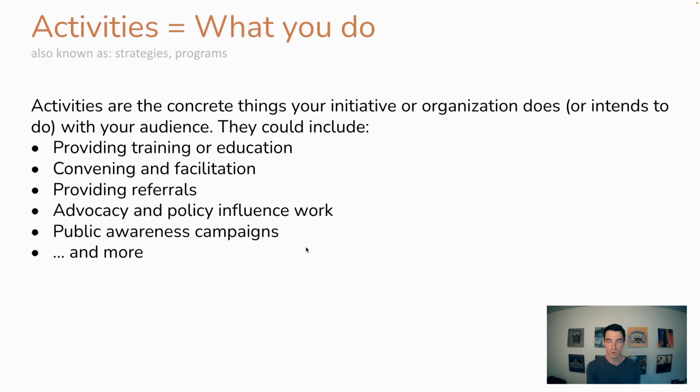So what don't you do? Try and avoid using a program name that isn't particularly descriptive. Just say what your organization actually does. So could be things like providing training or education, convening or facilitation, providing referrals, advocacy and policy influence work. And there's a lot of nuance under each of these that you can choose to add if you want to, public awareness campaigns, and so on. So activities are just what you do as an organization. Try and use very simple, concrete language that folks can latch onto outside of your organization, even if they're not familiar with your work.